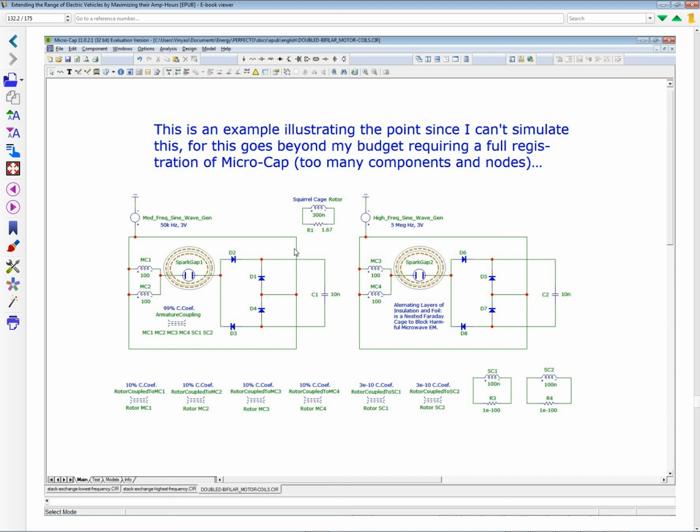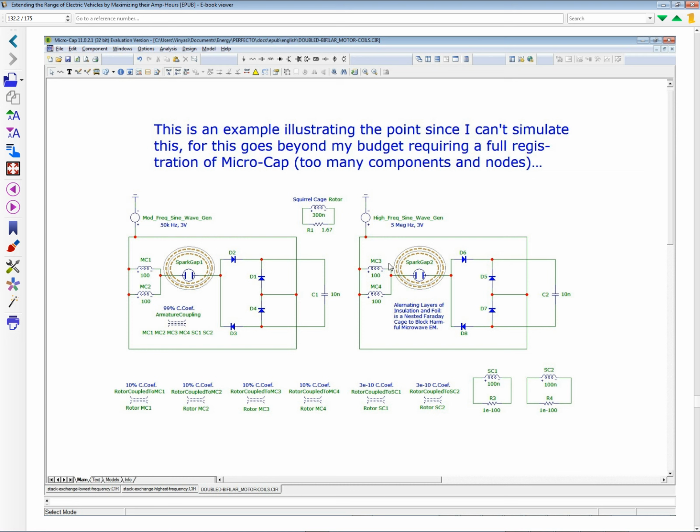And then we have a separate circuit for each pair of bifilar main motor coils. We have another spark gap and a separate diode bridge and capacitor that's going to get charged up and filled up. And then two separate sine wave generators, one, in this example, at 50,000 hertz, 3 volts, and this one at 5 megahertz, 3 volts. So this is showing 100-to-1, 100 cycle per second beat frequency in this example. But you get the idea, I hope.